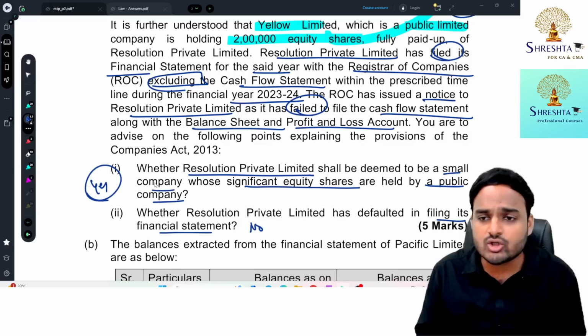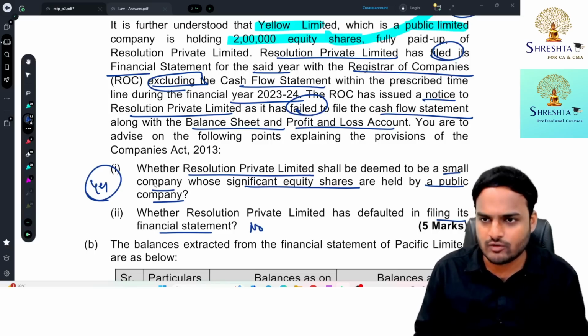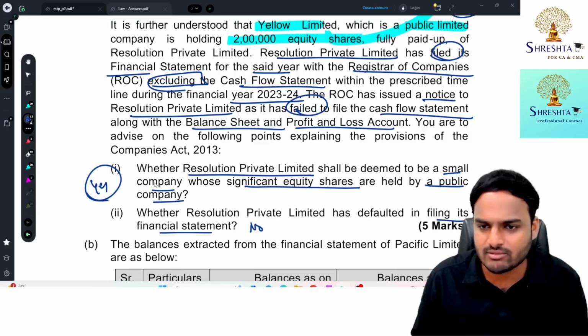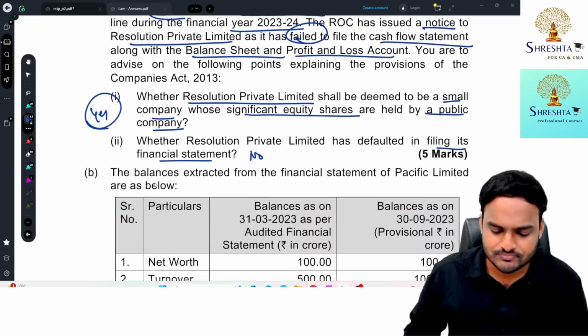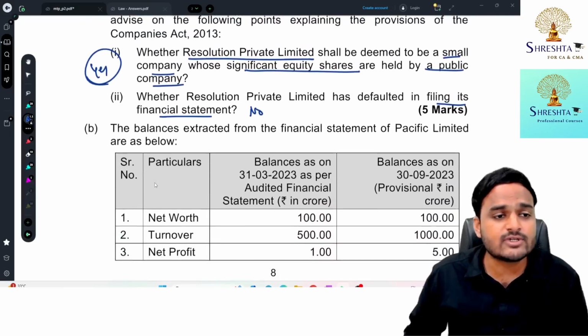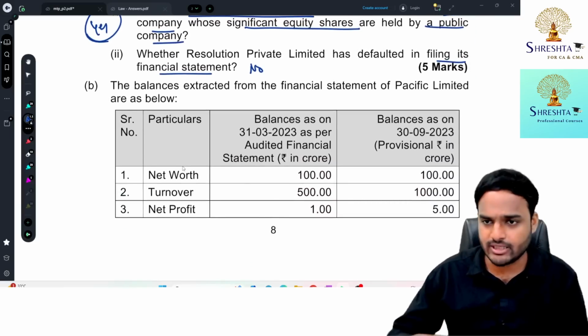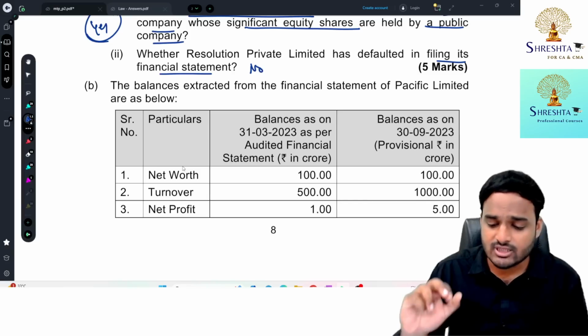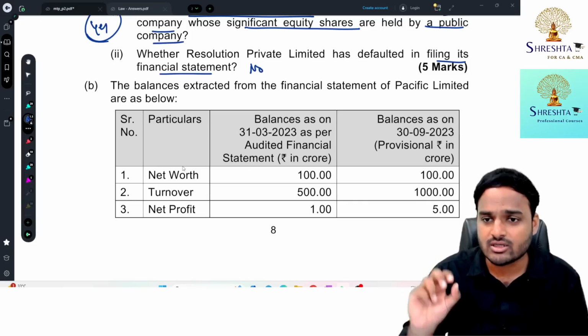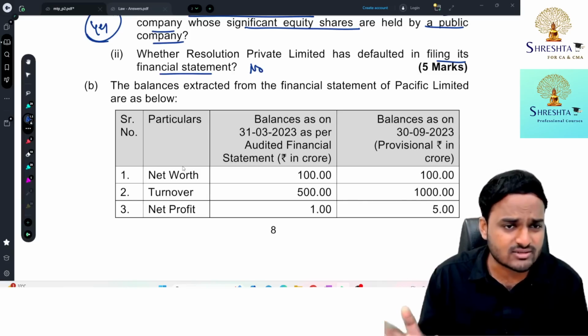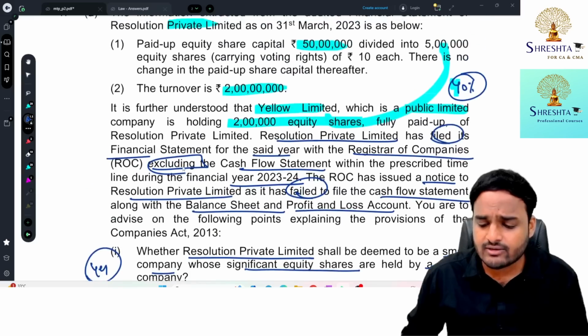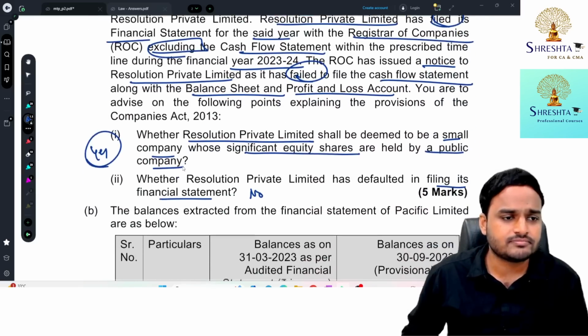So here the argument of ROC is not tenable. So there is no default. While writing the answer, first you need to write the provision of small company. Next, analysis. Link the facts in the question with the provision. Conclusion. Yes, no. That's it. You'll definitely get 5 out of 5 marks.